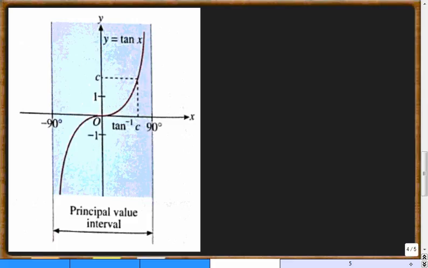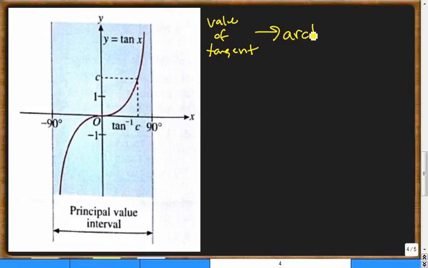And then lastly, tangent. So tangent's a little weird in the sense that it has an infinite range normally. So we can put any number into tangent. So, you know, if we take a value of tangent and we plug it into arctangent, we get an angle. Okay.